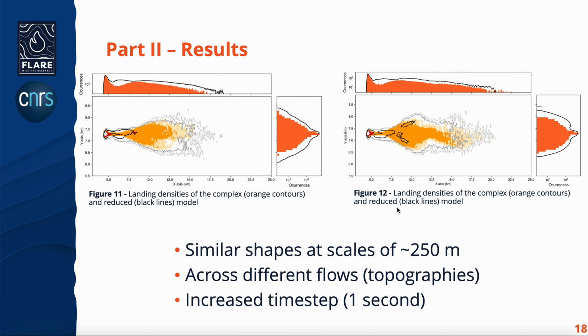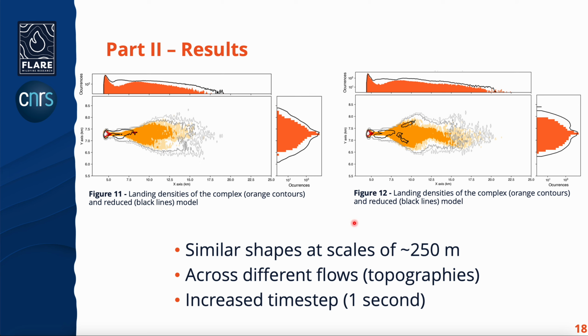And so when we compare the ground landing densities for the complex model in orange and the reduced model in black gray lines for the flat and for the hill terrain, we observed that the reduced model is matching generally the same shape as the complex one. In the case of the flat terrain, it is following this narrow column and then the spread as the plume grows as well. And in the case of the hill, the reduced model is capturing this kind of dynamic effect where the firebrands are deflected to the right.